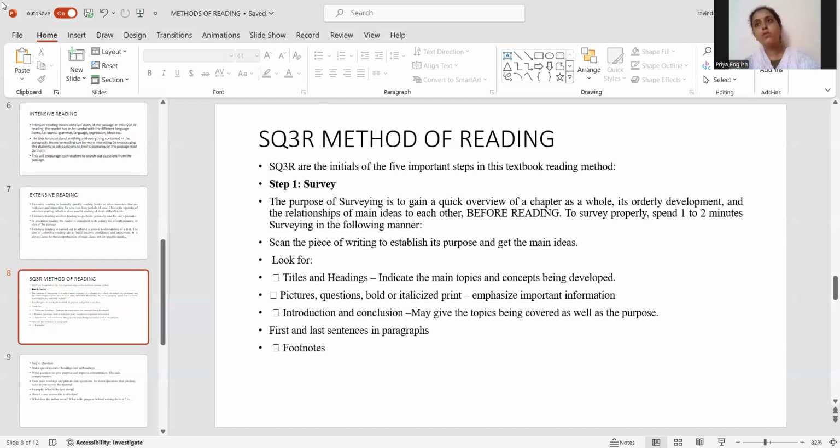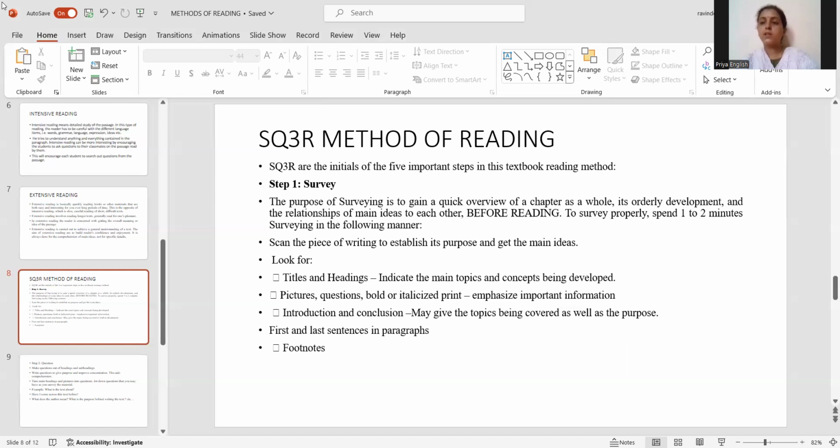We don't read the text at the first instance in detail. Whenever you adopt this method, the first thing you do is the survey of the text, not going into the main text, not reading the whole text at first instance. First, we do the survey to get a quick overall view of that text before reading.